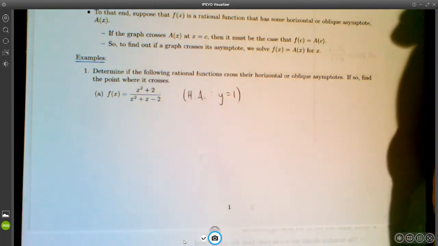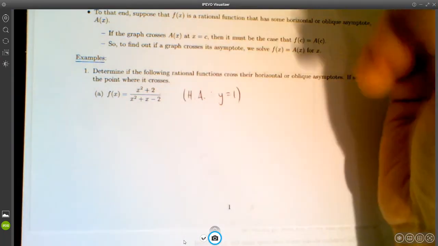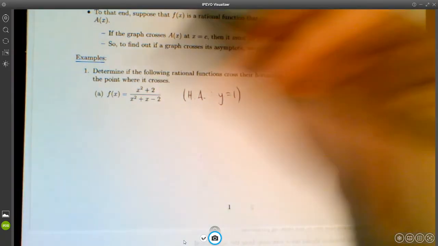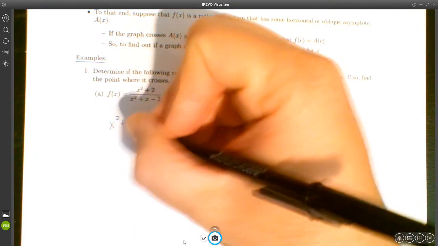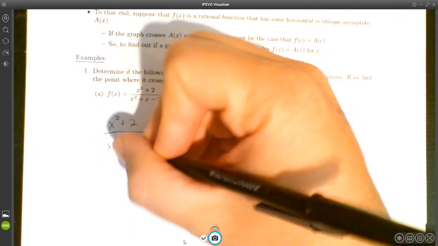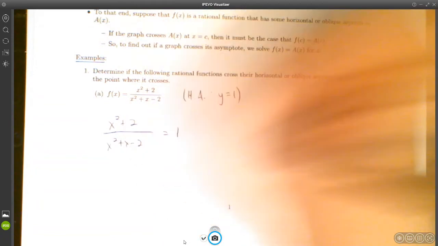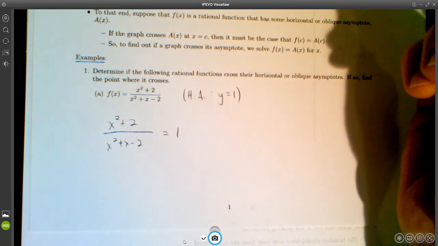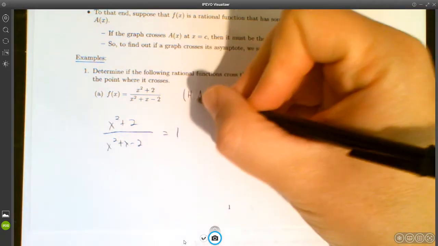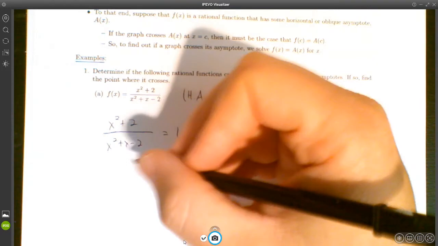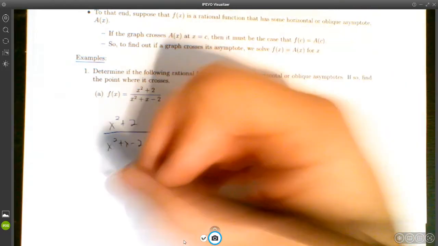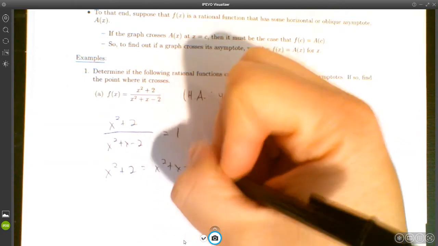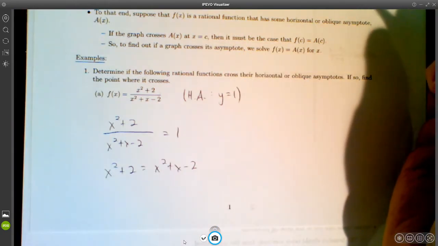So what we want to do to determine if this thing crosses its horizontal asymptote is set the function equal to the asymptote and then solve for x. So we're going to say (x squared plus 2) over (x squared plus x minus 2) equals 1, and then solve for x, or at least try to solve for x. Maybe it's not solvable, in which case that tells us that the graph doesn't cross its asymptote. But let's try. So I would multiply both sides by this denominator to clear the fraction, and then solve for x.